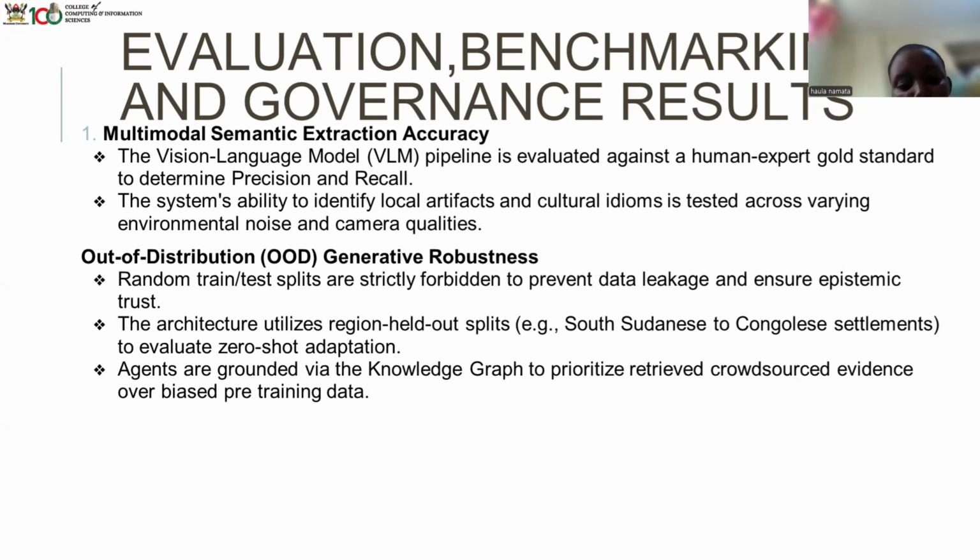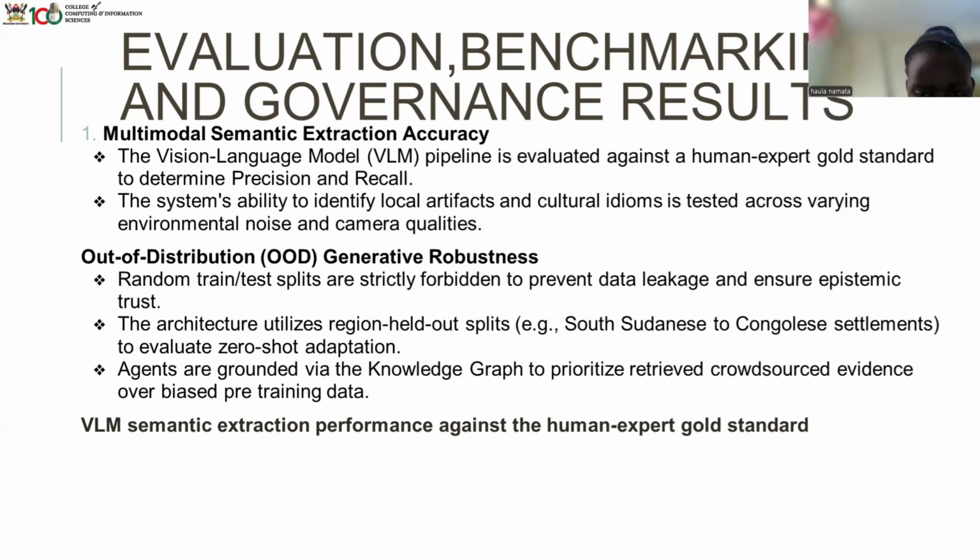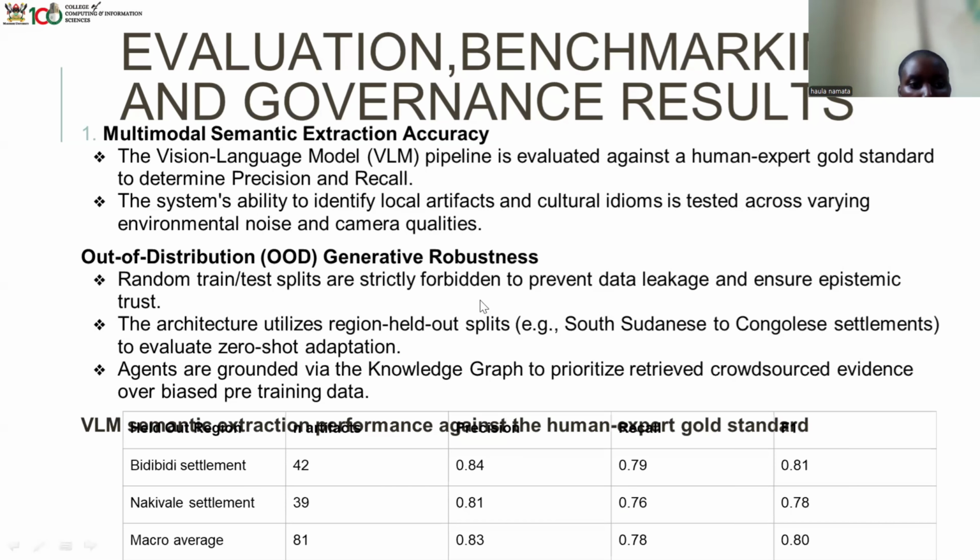And then, moving on to governance and epistemic trust. The knowledge graph grounding constrains the AI system to the retrieved semantic evidence. So it mitigates the hallucinations and the bias regeneration inherited from the pre-training data. And then the provenance tracking enables verification of all the generated educational outputs.